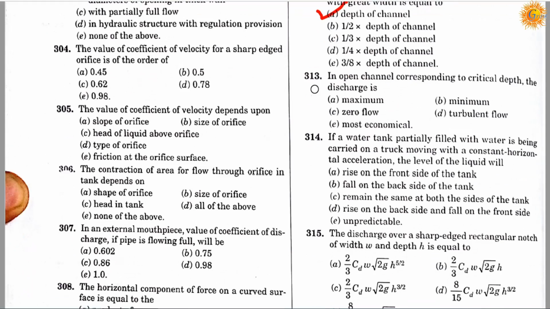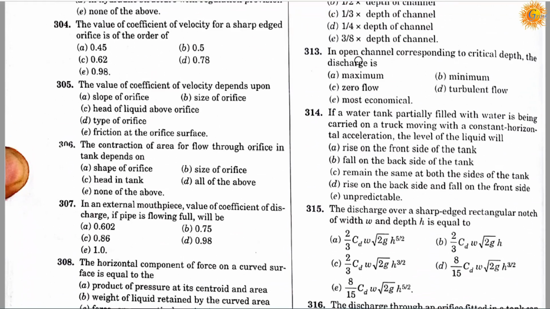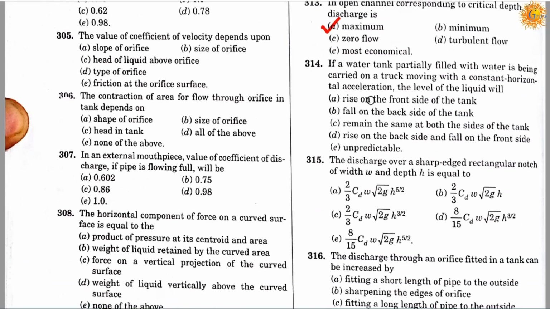Question number 313. In open channel corresponding to critical depth, the discharge is, option A, maximum, option B, minimum, option C, zero flow, option D, turbulent flow, and option E, most economical. So the correct answer is A, it will be maximum.